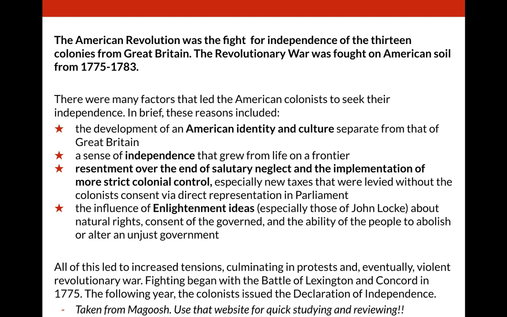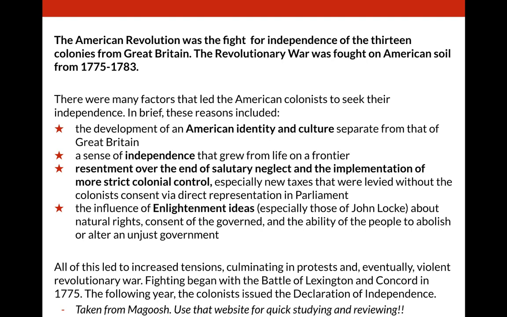So starting at the top in bold, the American Revolution was the fight for independence of the 13 colonies from Great Britain. The Revolutionary War was fought on American soil from 1775 to 1783. But there were many factors that led the American colonists to seek their independence. In brief, these reasons included: number one, the development of an American identity and culture separate from that of Great Britain.